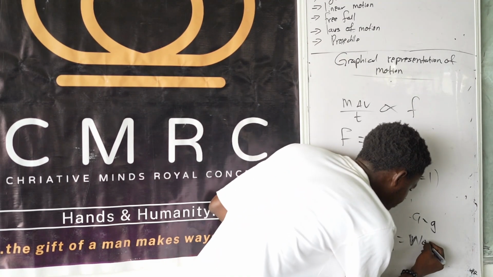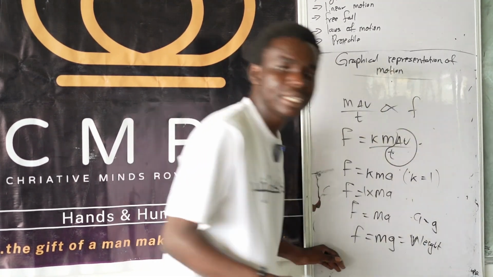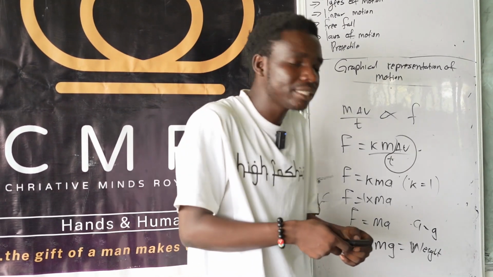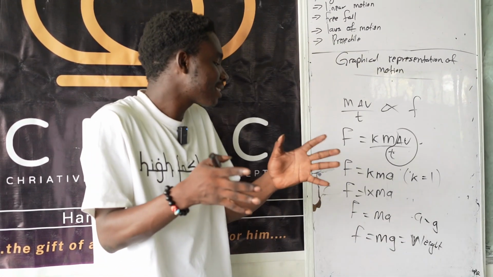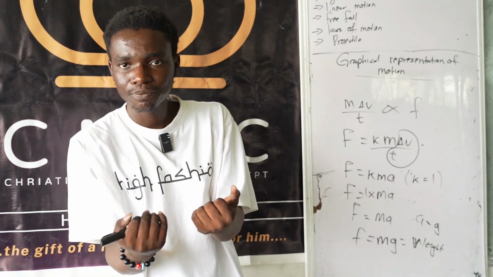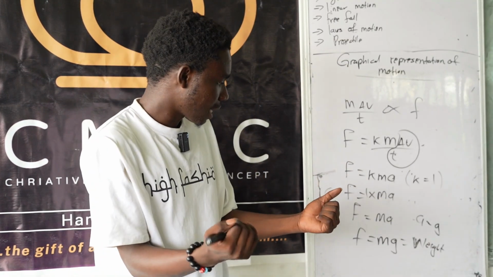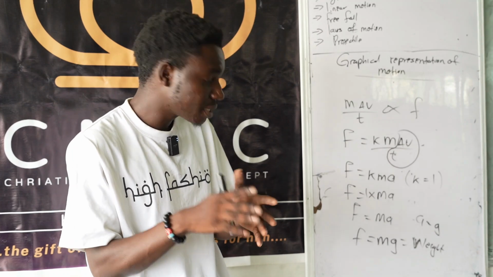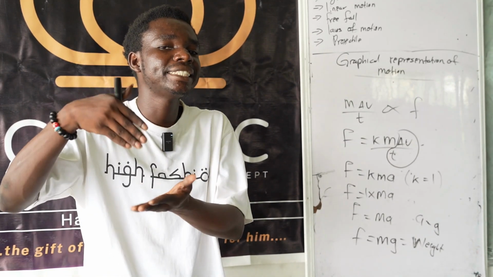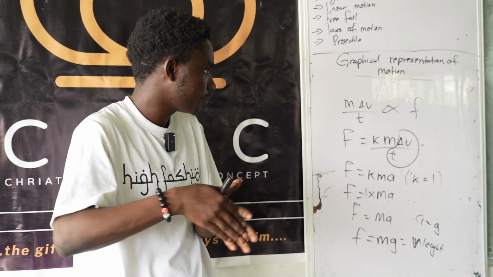Weight of what? Of a body. So in this case, I can say that the weight of a body is the force acting on an object, making it be attracted towards the earth. That is, weight is equal to the mass of the body times the value of acceleration due to gravity in that location.